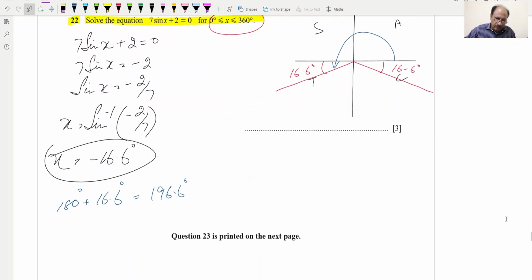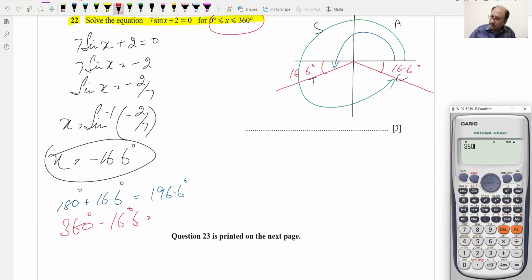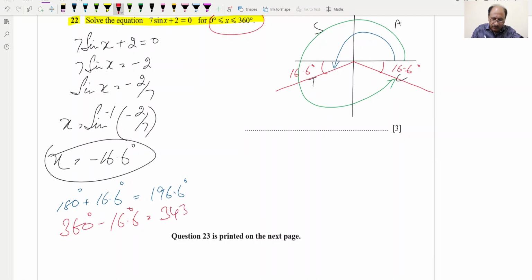And the second angle will be what? Second angle will be starting from this position up to this one, which will be 360 minus 16.6 degrees, and this is equal to 343.4 degrees. These two angles are within the range provided, which is 0 to 360.